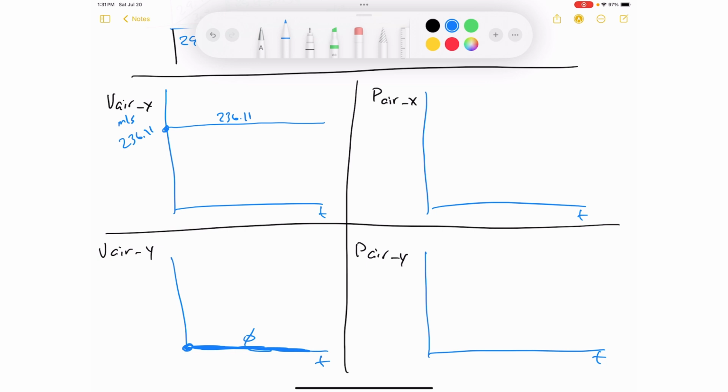In order to go from here to here, you just integrate. In order to go from here to here, you just integrate. Okay. All right, so that looks pretty good. All right, so our position in x.